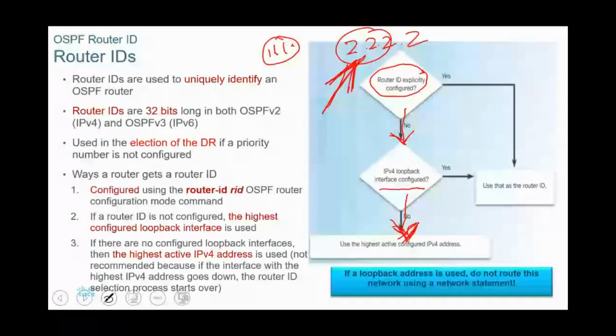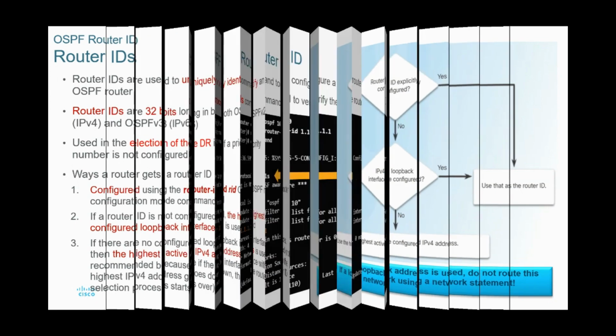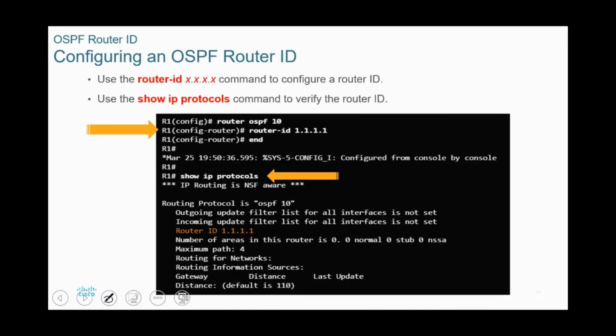But if there is no router ID configured on your router, the second election criterion is that the router will consider the IPv4 loopback address. If there is no loopback address configured either, then the router will choose the highest active IPv4 address that is configured. So this is how to determine the DR and BDR. Use the router ID, which is an IP address.